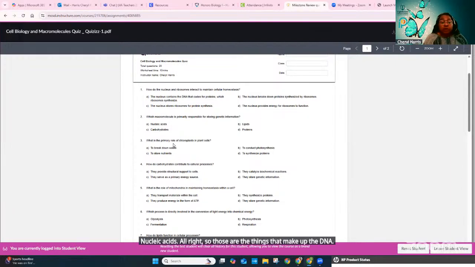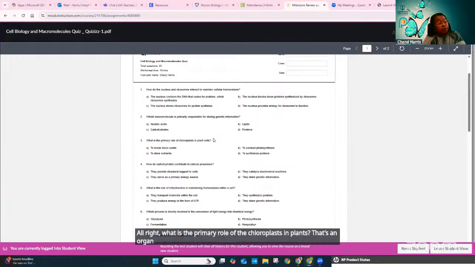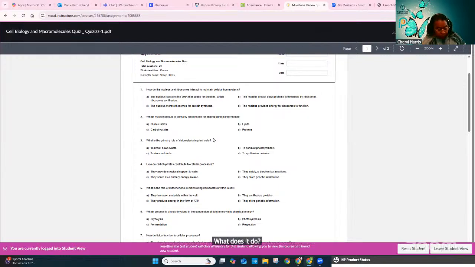All right, what is the primary role of the chloroplast in plants? Now that's an organelle. It's only found in plants. What does it do? Yes, B, it conducts photosynthesis. And again, you need to know what photosynthesis is.